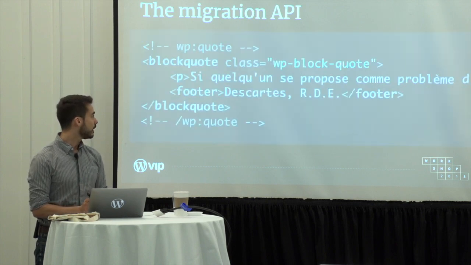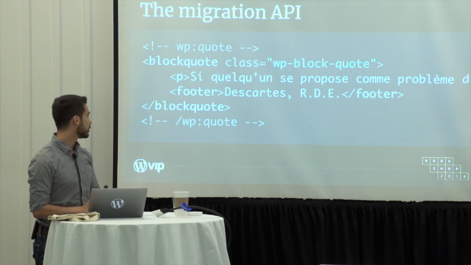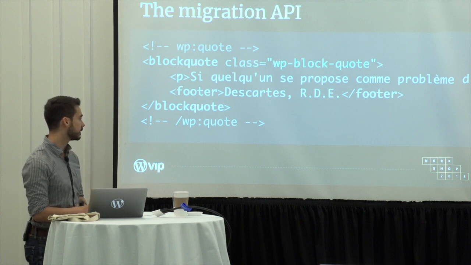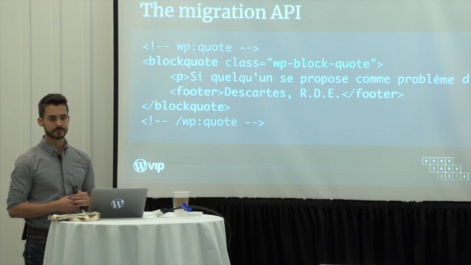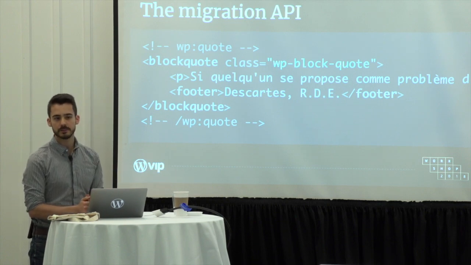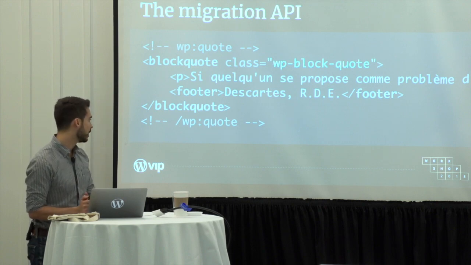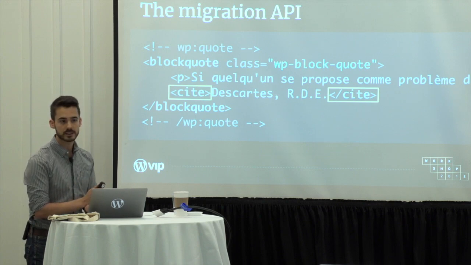So the core quote block, this is what it looked like initially. It was a blockquote. It had as many paragraphs as needed, and then at the end, optionally, the attribution. But the attribution was wrapped in a footer, which was a solution like any other. But we'd like to be on the side of valid HTML or semantic HTML. So we'd like to move this and have cite instead.